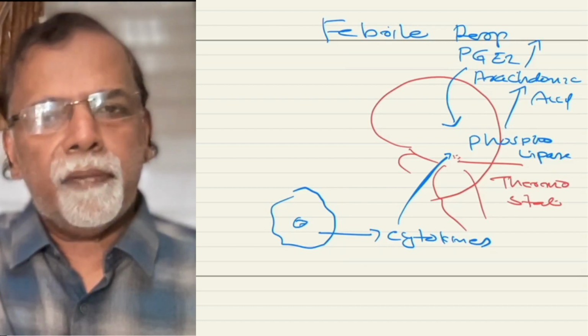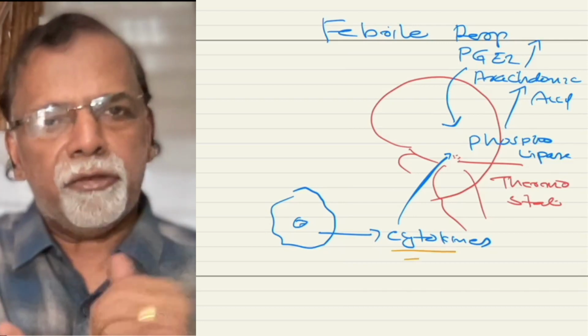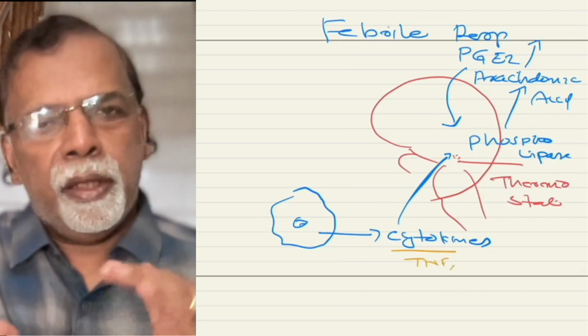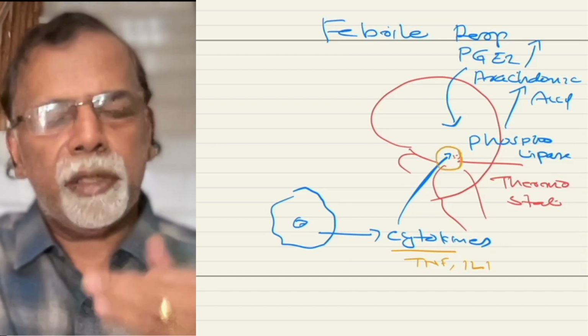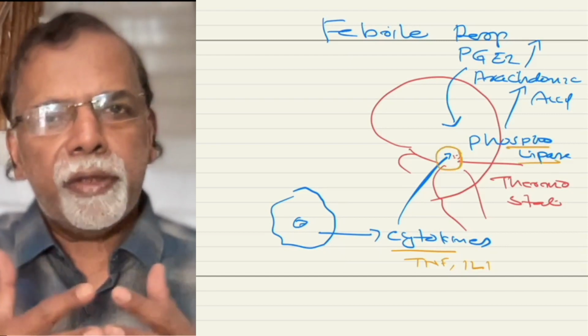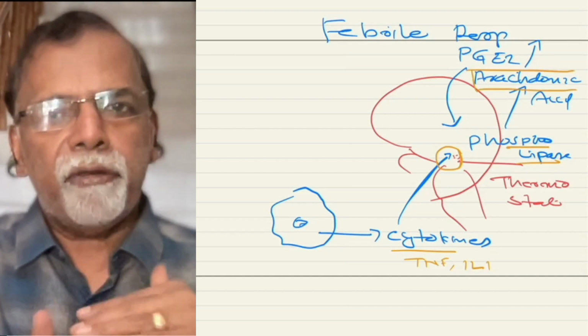That is why the cyclooxygenase inhibitors decrease the fever. So I'll repeat, these cytokines, that is TNF-α, interleukin 6, interleukin 1, interact with the receptors in the preoptic region of the anterior hypothalamus and activate phospholipase A.